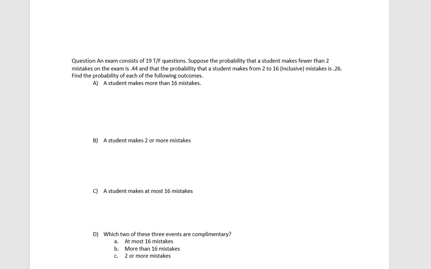Great. Now for the last one, this is the very last example. An exam consists of 19 true/false questions. Suppose the probability that a student makes fewer than 2 mistakes on an exam is 44%, and the probability that a student makes 2 to 16, inclusive, is 26%. We want to find the probability of the following outcomes. So, at the top of your paper, go ahead and write the numbers 0 through 19. I'll go ahead and do that right now.